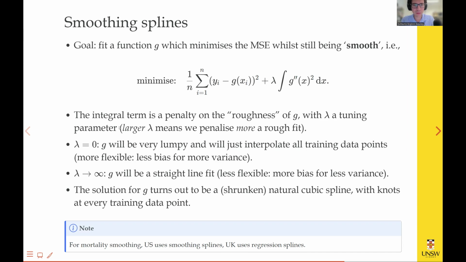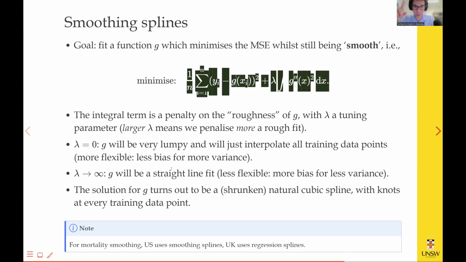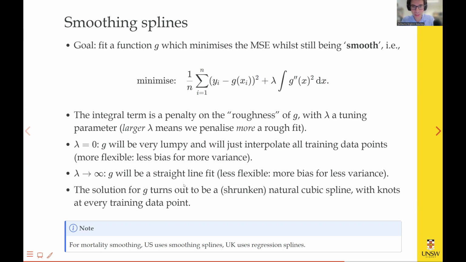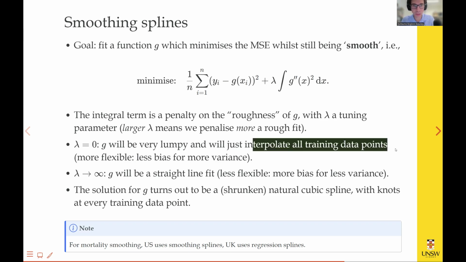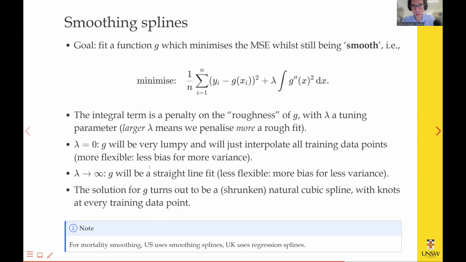And then what we have, well, you can think of the two extreme cases here. If lambda is 0, there's no penalty for roughness, which means that the function that's going to minimize this thing will be very, very wobbly. As I said, you just interpolate all the training data points. So this is very flexible. You're going to have a training MSE of 0. But here, you trade bias for more variance, and you certainly will not have the best fit.